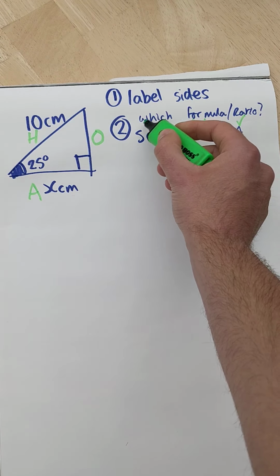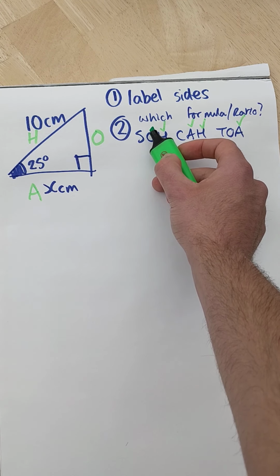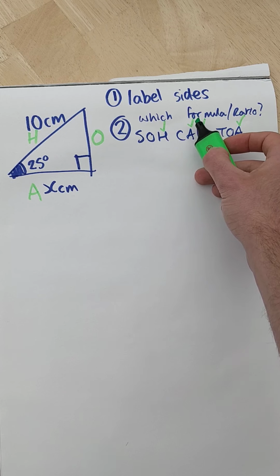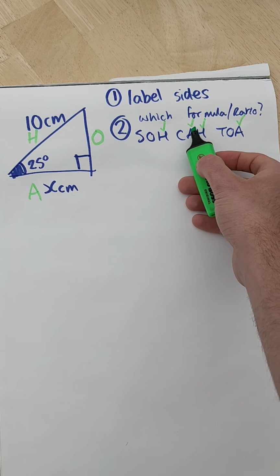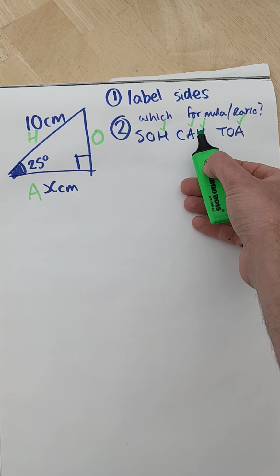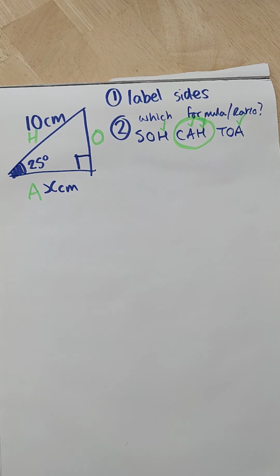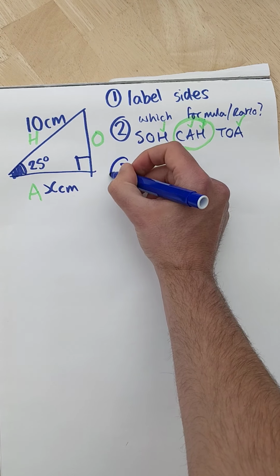So these three relate to the sine formula or ratio. These two relate to the cos ratio. This one relates to the tan one. There's only one ratio that helps me with both the adjacent and the hypotenuse, and that would be the cos ratio.